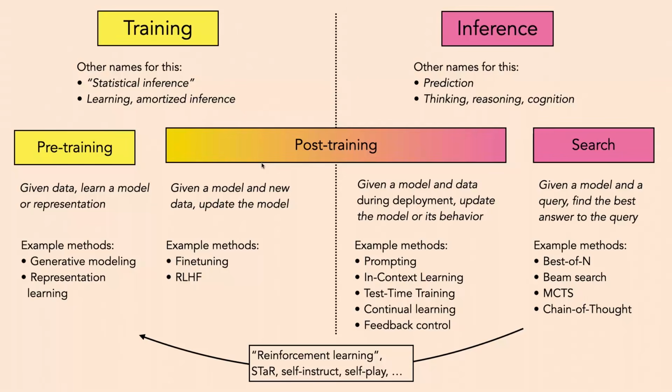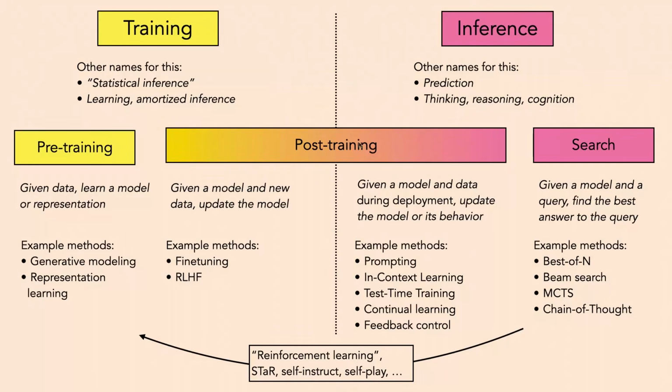The training part of post-training or adaptation would be: given a model and new data or a new task specification, update that model to solve that new task. And the main method for that is fine-tuning. But there are other methods like reinforcement learning from human feedback that we heard a bit about in Jacob's lecture.